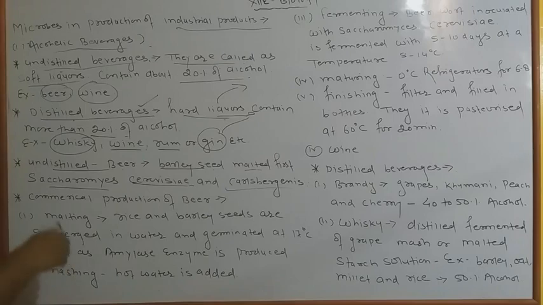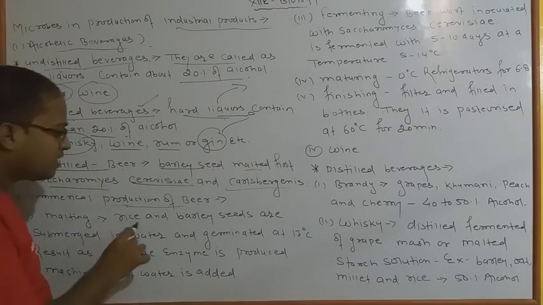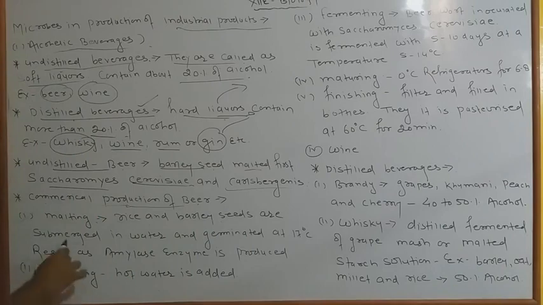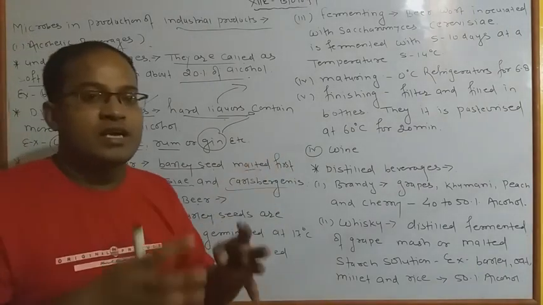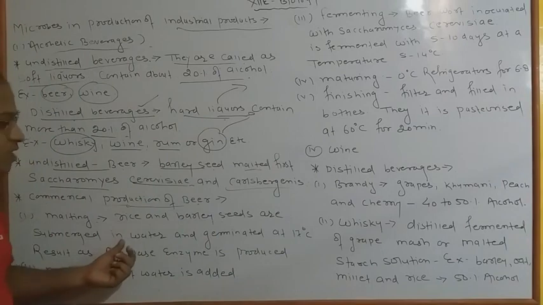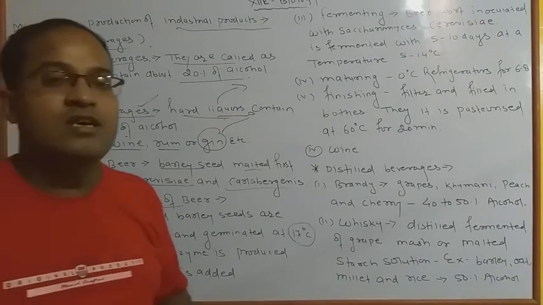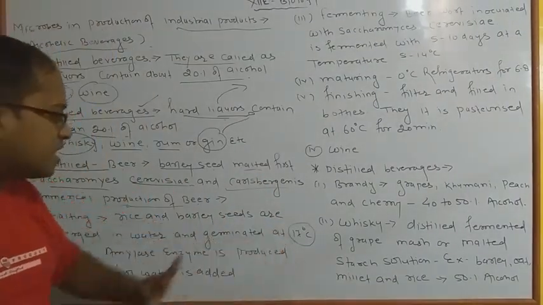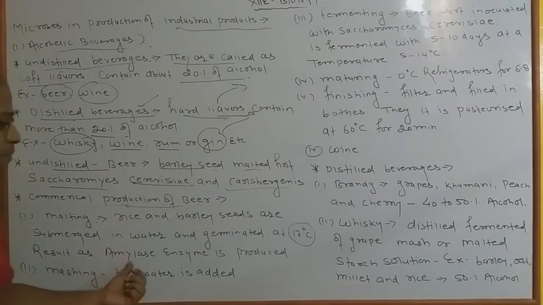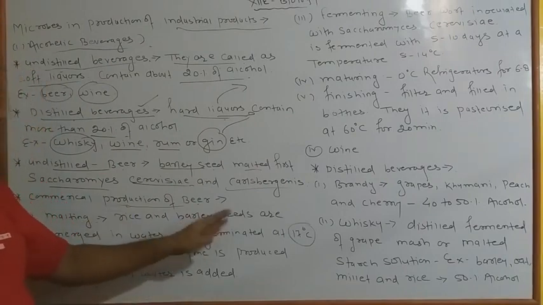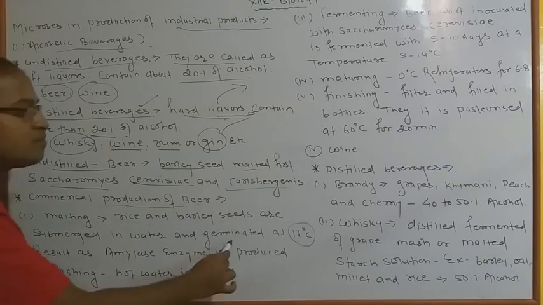Apart from that, there are also commercial products of beer. Beer is obtained first by the process of malting. Rice and barley seeds are submerged and mixed with each other in water and germinated at 70 degrees Celsius. As a result, amylase enzymes are produced in the submerged medium when germinated at approximately 70 degrees Celsius.